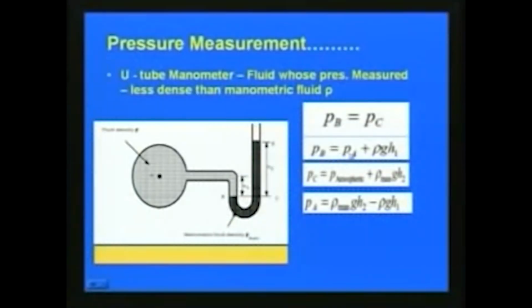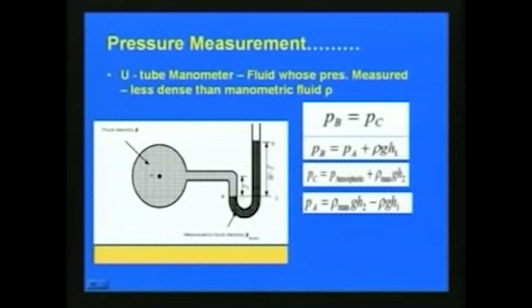Here, we can write Pb is equal to Pa, that means the pressure here, plus rho into g, where rho is the density of the fluid in this pipe and g is the acceleration due to gravity, into H1. That gives the pressure at this particular location B, with respect to Pa. So, Pb is equal to Pa plus rho g H1.